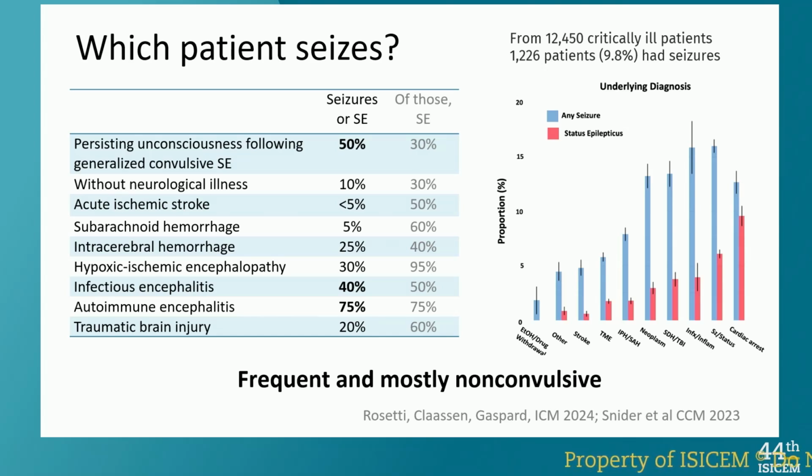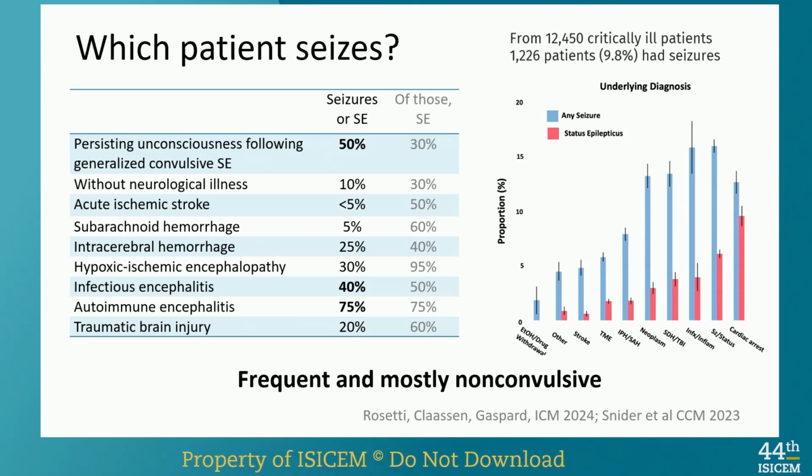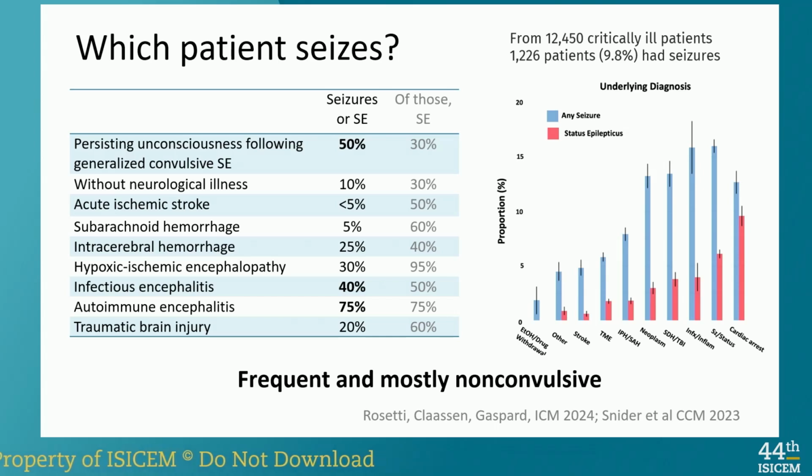In patients with inflammatory or infectious diseases, it's particularly common. You can see there infectious encephalitis, autoimmune encephalitis. It has the highest rates of electrographic seizures, but also in other patients with trauma, strokes, you can actually see this in quite regular frequency.